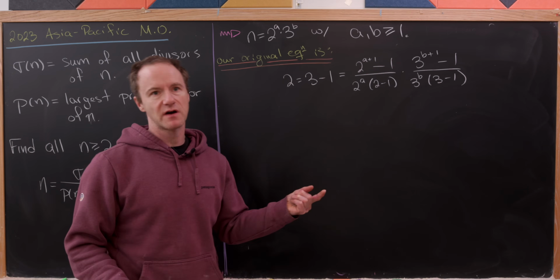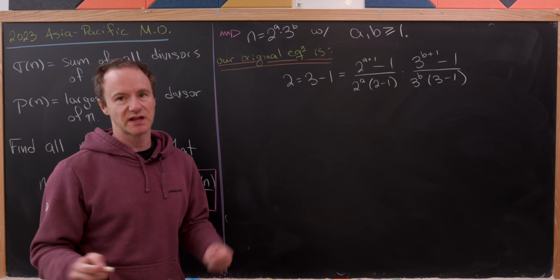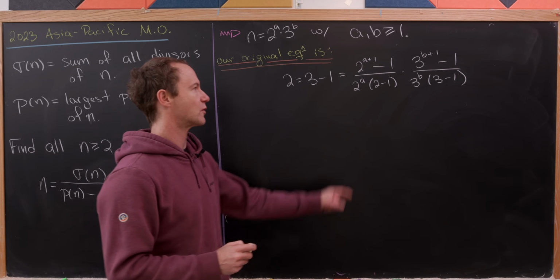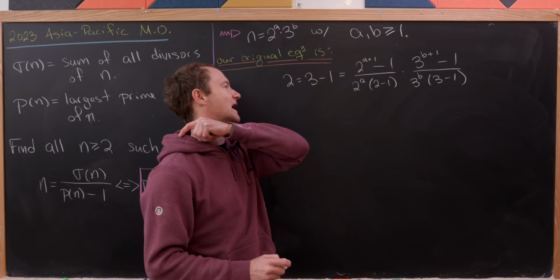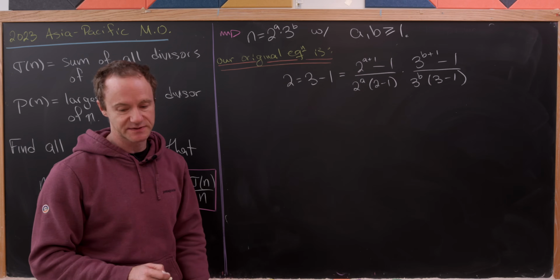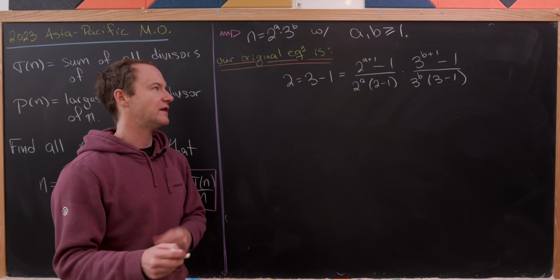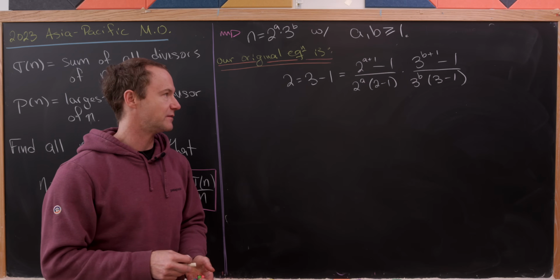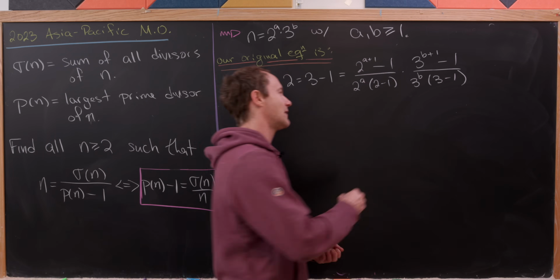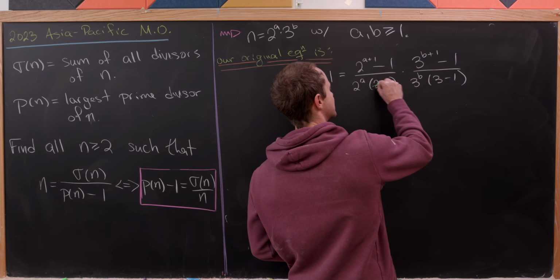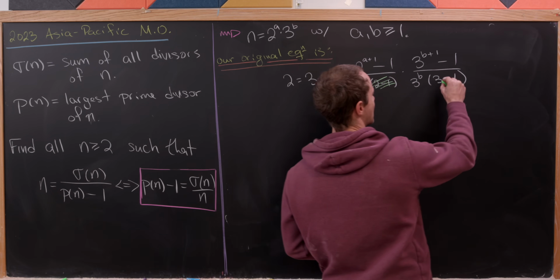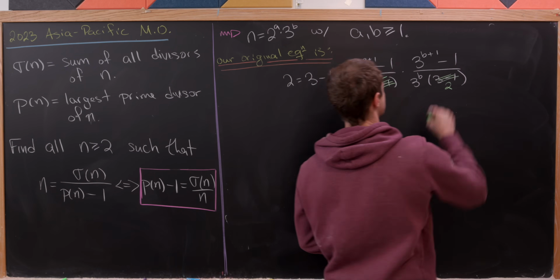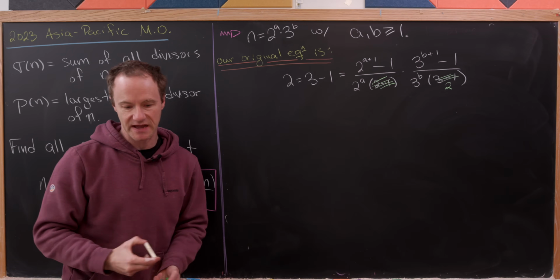And then this sigma of n over n, just specializing our formula from the previous board, is (2^(a+1) − 1)/(2^a · (2 − 1)) times (3^(b+1) − 1)/(3^b · (3 − 1)). But now, obviously, 2 minus 1 is simply 1, so we can forget about that. 3 minus 1 is equal to 2, so we can replace that with a 2.